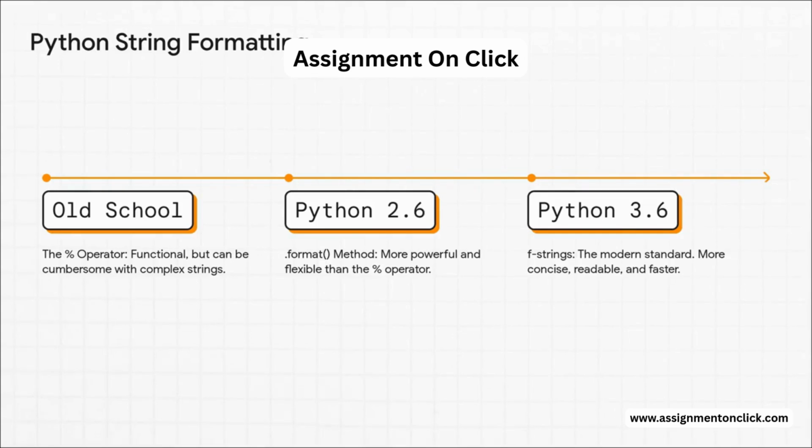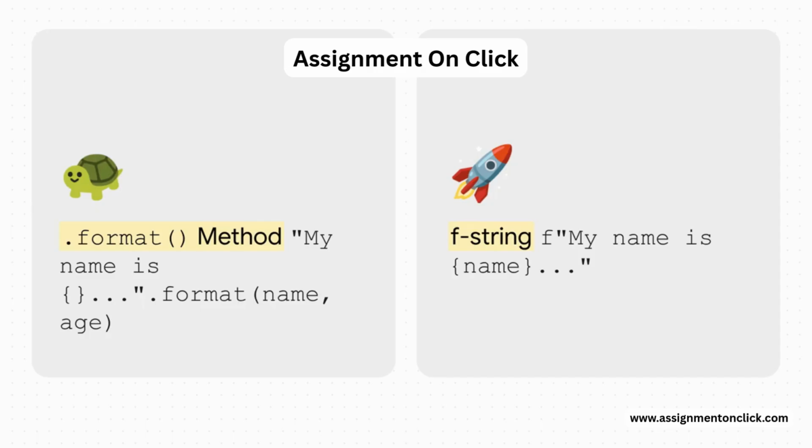So, the story kind of starts with the old-school percent operator. It works, sure, but it can get pretty messy, fast. Then came the dot format method, which was a huge step up in terms of flexibility. But today, the modern standard, the reigning champ, is the F string. It's been the preferred way to do things since Python 3.6. And this slide right here really shows you why. With the format method, you have these empty curly braces, and then you have to list your variables at the very end. But look at the F string. You just put the variables right inside the string where they belong. It's so much more intuitive and just way easier to read.